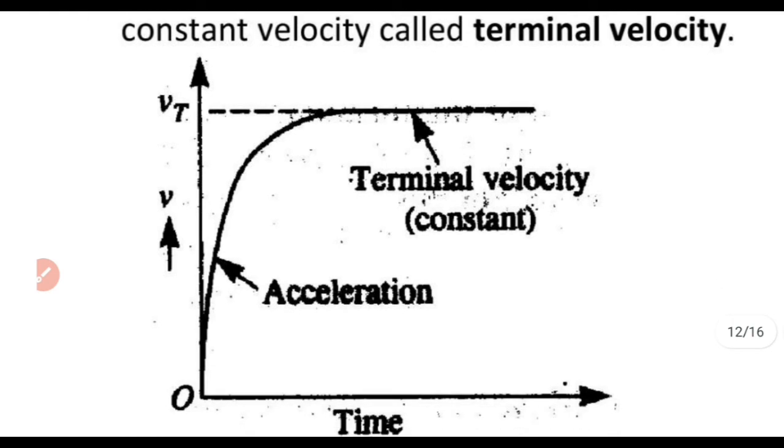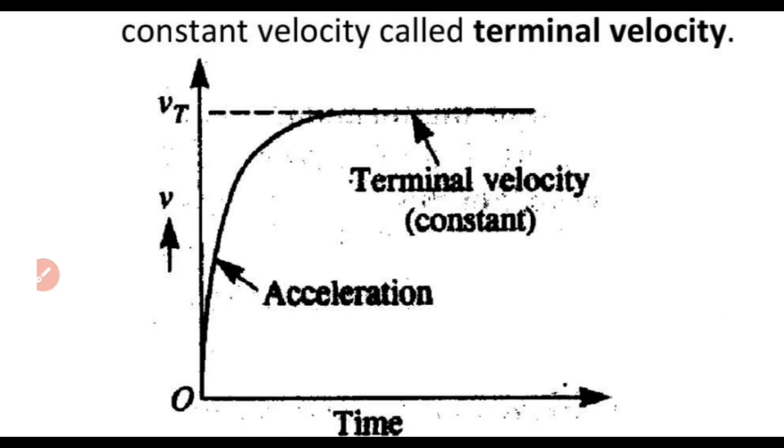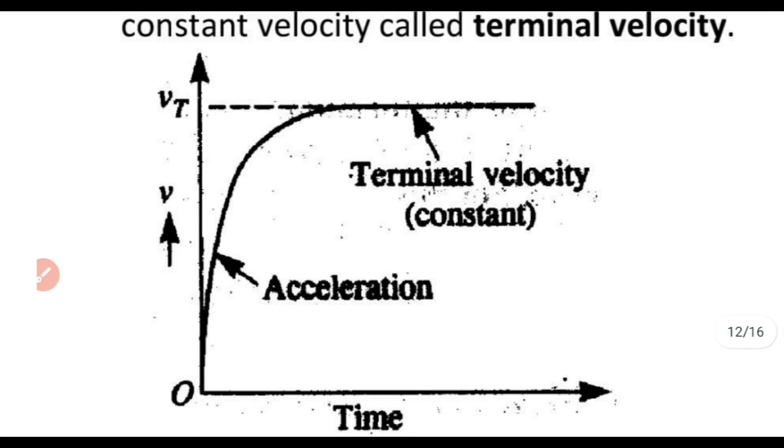So that phenomenon is represented here in the graph. Time is taken along the x-axis, velocity along the y-axis. As time goes, the speed is increasing, and thereafter the speed attains a constant value, and that constant value of speed is called terminal velocity.